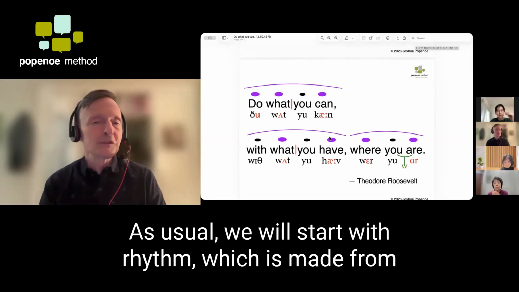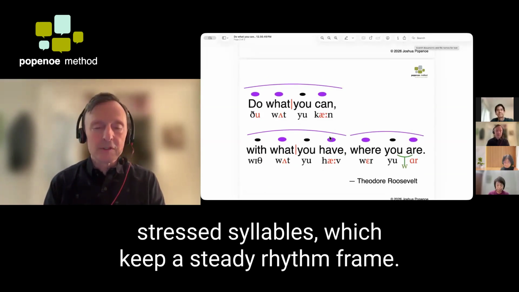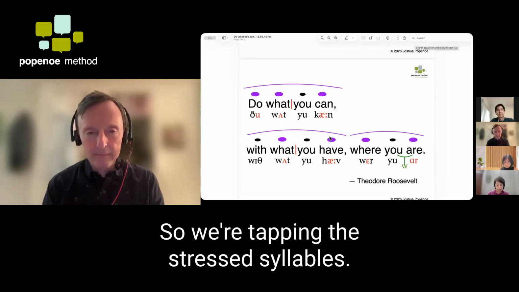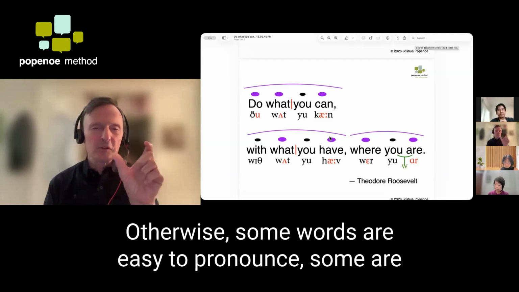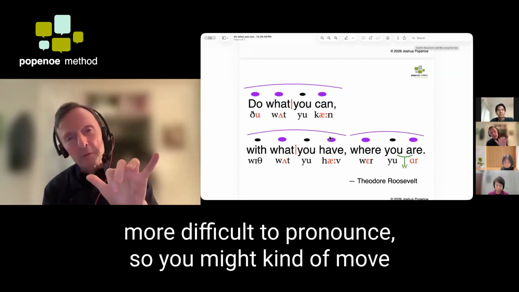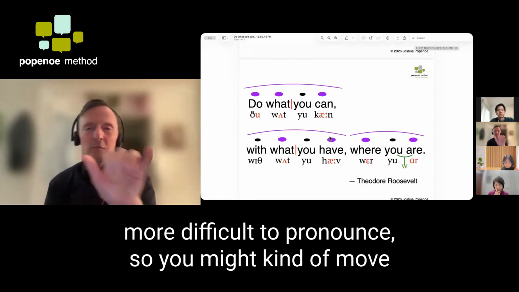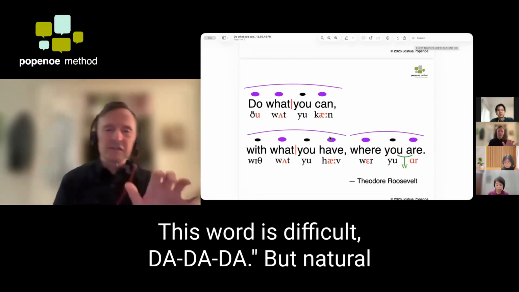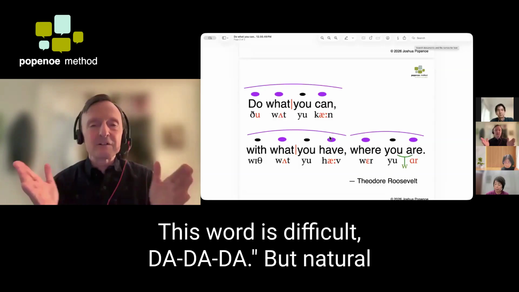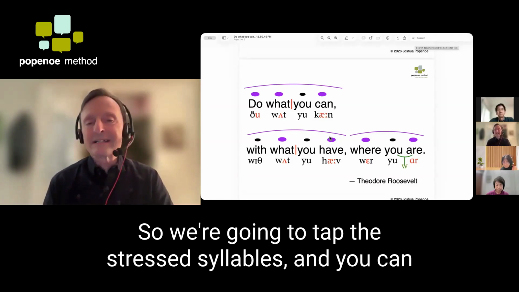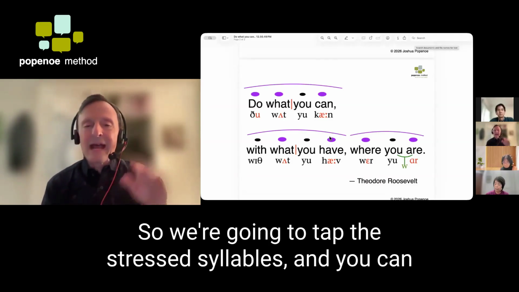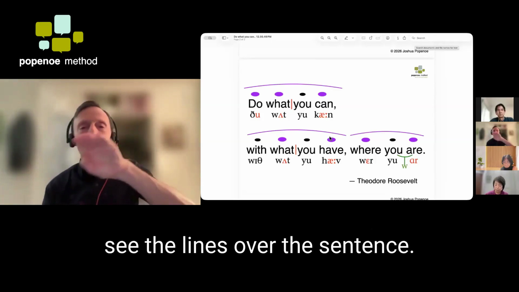As usual, we will start with rhythm, which is made from stressed syllables, which keep a steady rhythm frame. So we're tapping the stressed syllables. Otherwise, some words are easy to pronounce, some are more difficult, so you might move around. But natural English is a flow, a rhythmic flow of phrasing and melody. So we're going to tap the stressed syllables, and you can see the lines over the sentence.